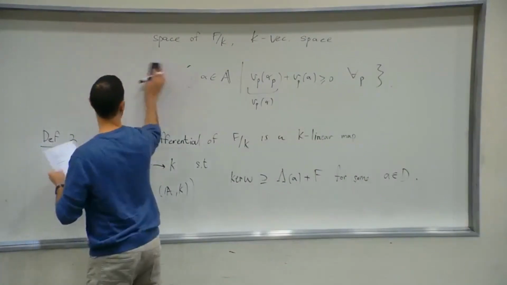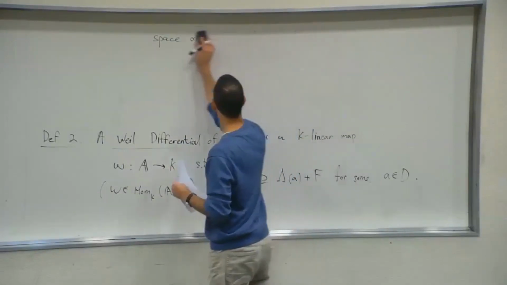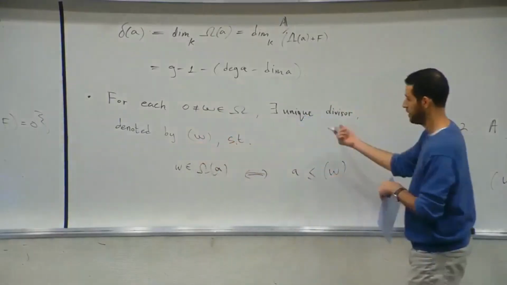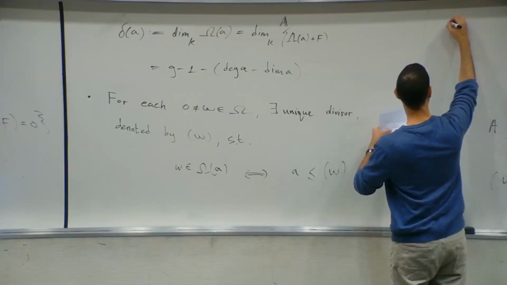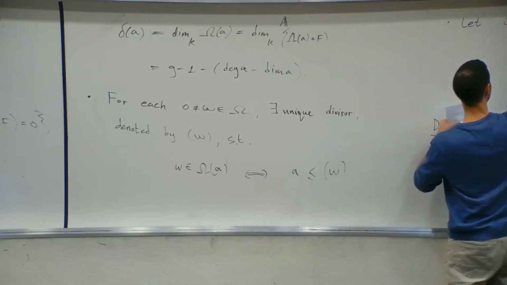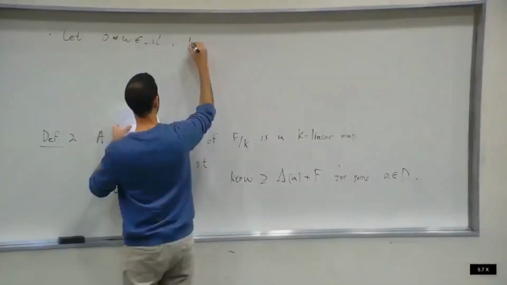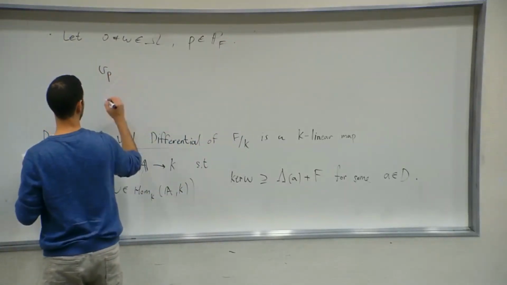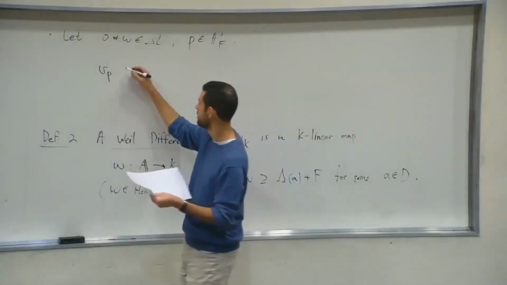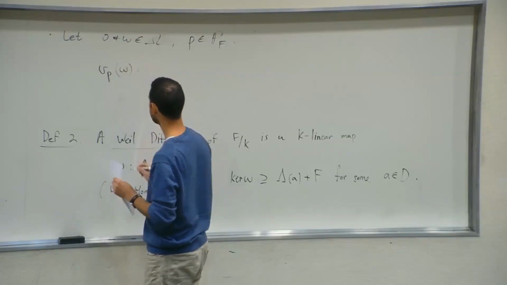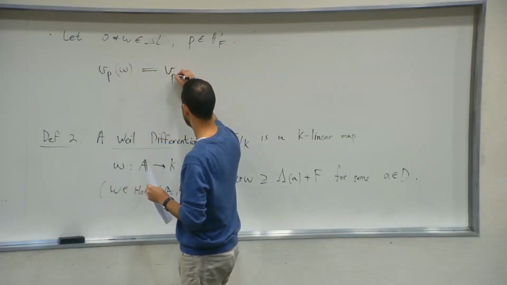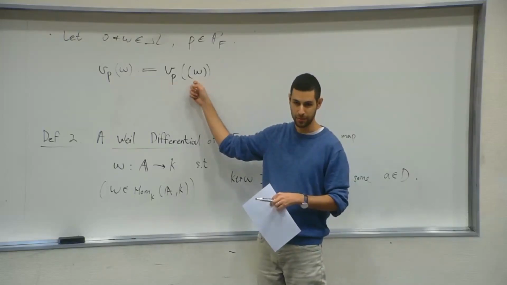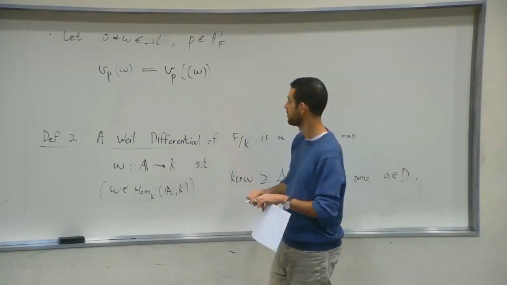Okay, and the last thing for today. So now every non-zero differential has a divisor, its canonical divisor. So if we have such an omega, and we have a place P, a prime divisor, then we define the valuation. So every prime divisor has a corresponding valuation. And what is the valuation of the differential? Just defined to be the coefficient of P in the canonical divisor.